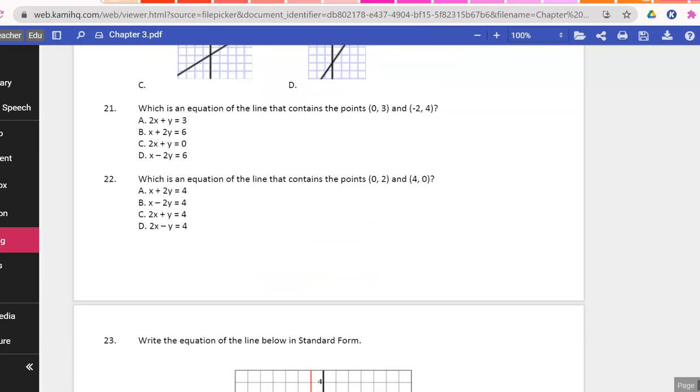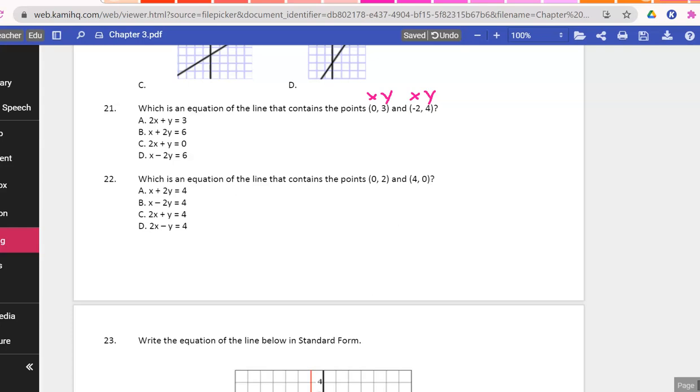So 21 asks you which is an equation of the line that contains the point 0, 3 and negative 2, 4. Easiest way to do this is just plug in the x values and the y values. When you plug your numbers in here, you're plugging in 0 for x, 3 for y, negative 2 for x, positive 4 for y. If you plug one in to an equation and it doesn't work, then you don't have to plug the other one in, because then that line doesn't contain both of those points.